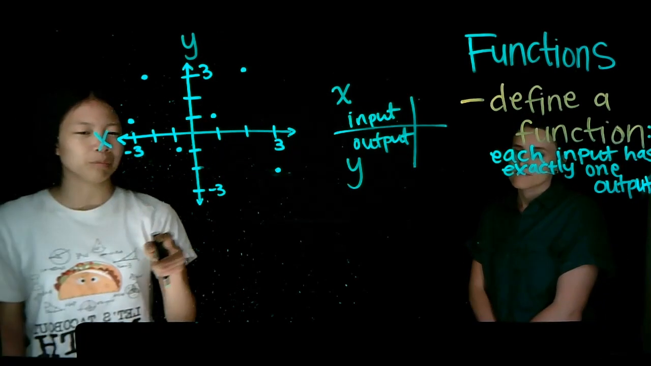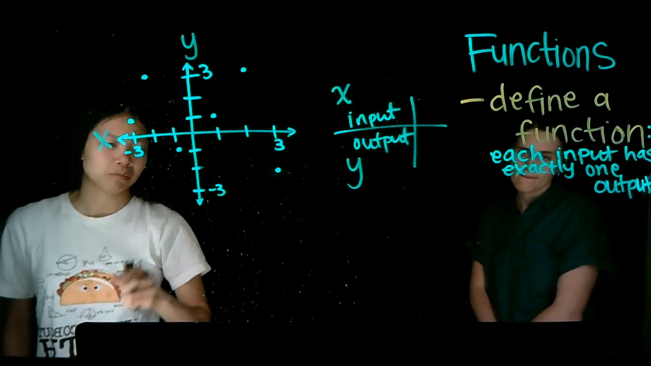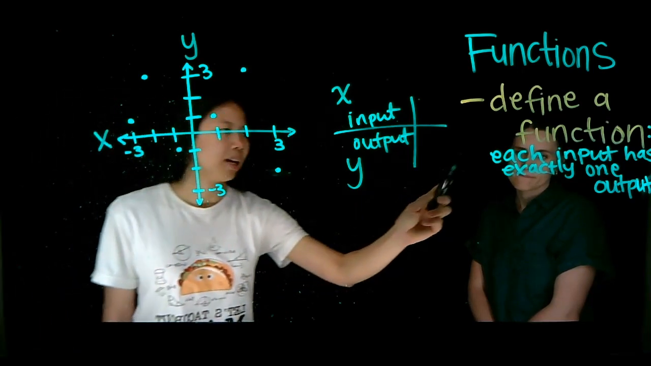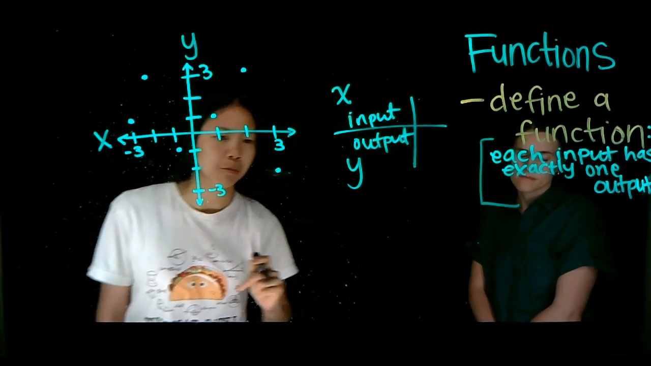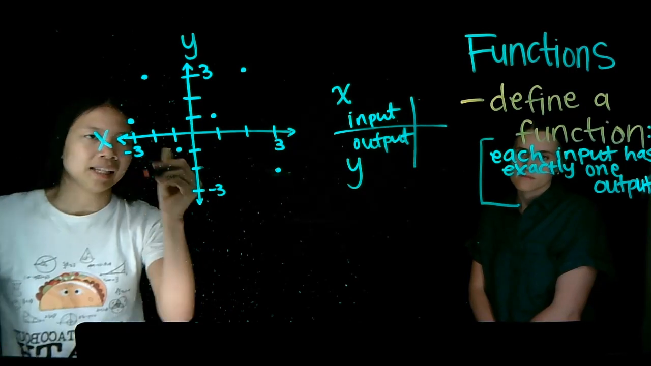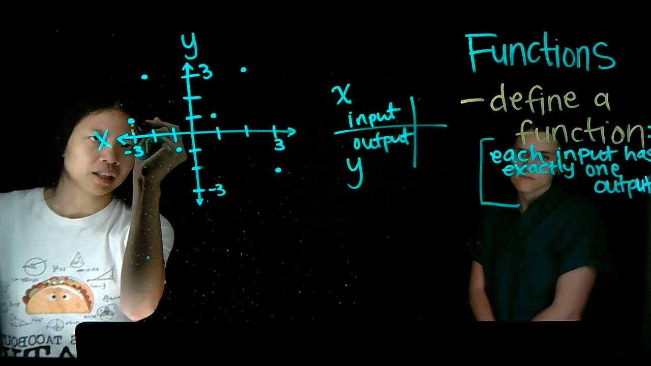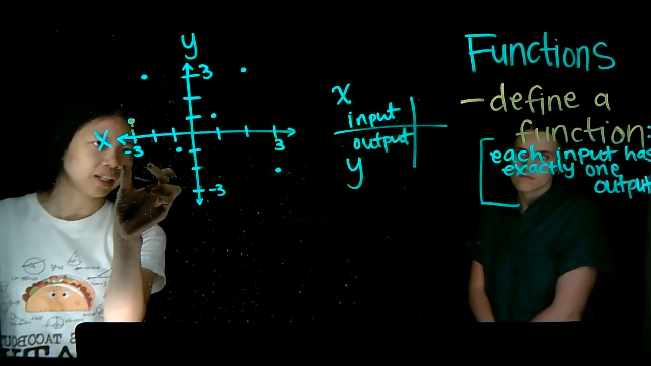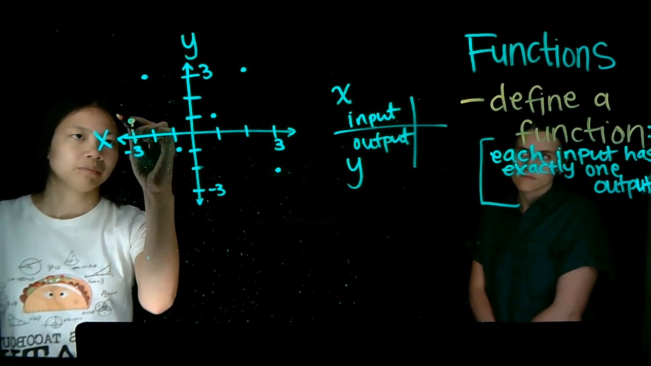So in this case, we want to check, is this a function? So remember our definition is that each input has exactly one output. So I'm going to look at each of my x values. So I'm looking here at -3, and I see I only have 1 dot here. So every time I plug in -3, I get out a 1. So that checks out.